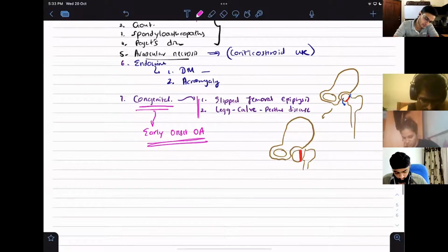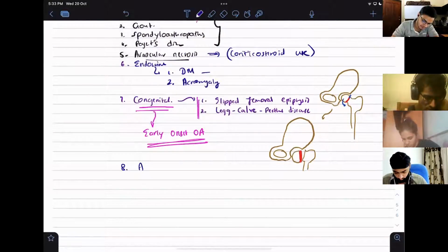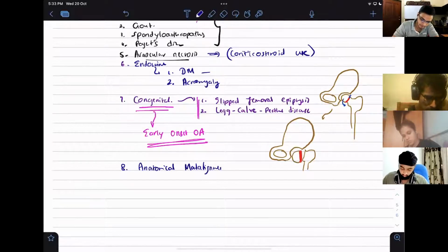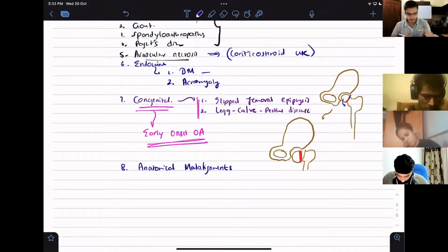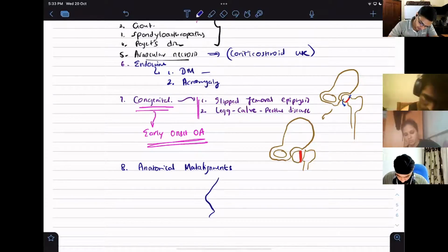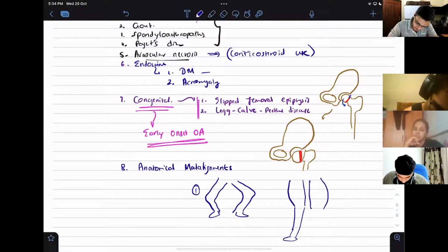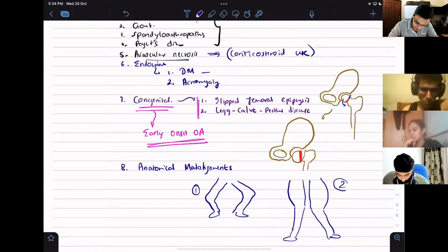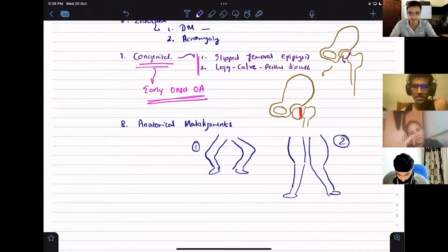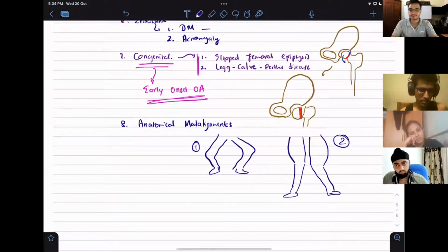Then the next one is, guys, anatomical malalignments. What are these anatomical malalignments? I'm going to draw them. You guys can name them to me. This is number one. Something like that. This is number two. What is number one? What is number two? This is the knee, this is the leg. You all can identify, right? That's the leg.